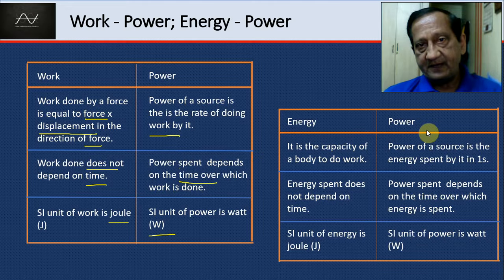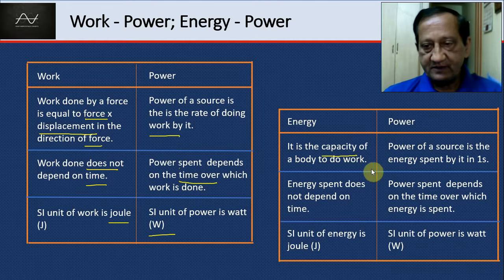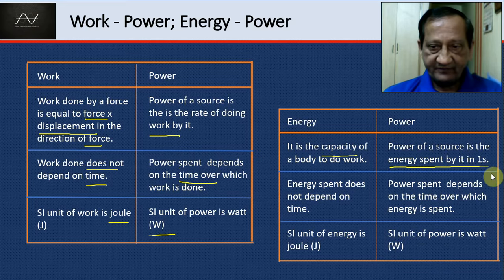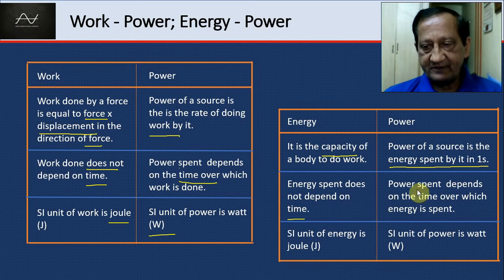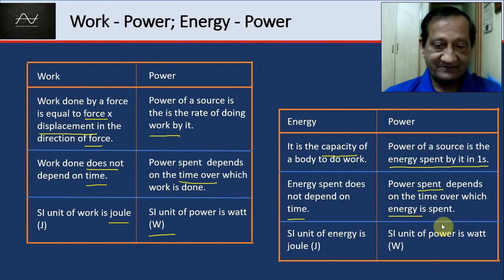Energy versus power. Energy is the capacity to do work, and power is the energy spent or delivered by it in 1 second. We are relating energy and power now. Energy spent does not depend on time, but power definitely depends on time over which the work is done or over which the energy is spent.